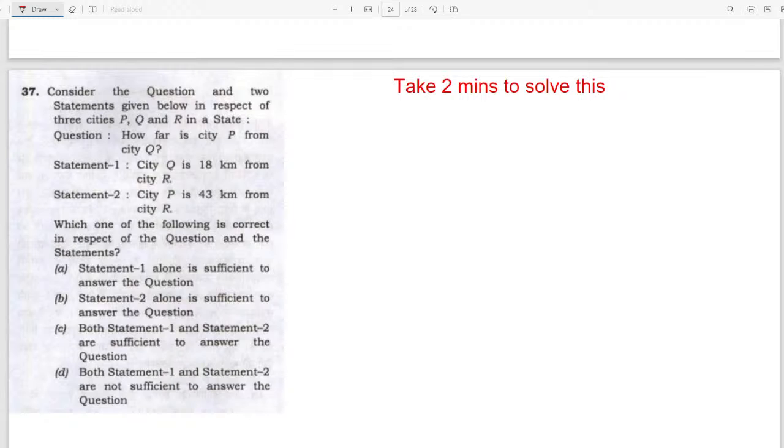It's time. People who have not yet posted, please post it. And most of them have got option D. I mean, this question is a clear illustration of how clever UPSC is becoming.